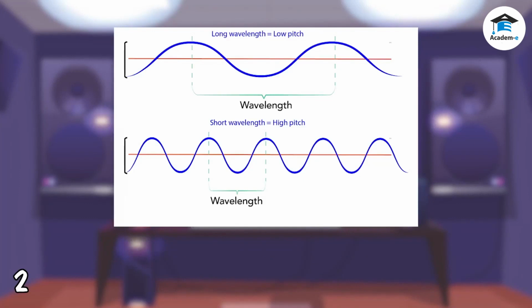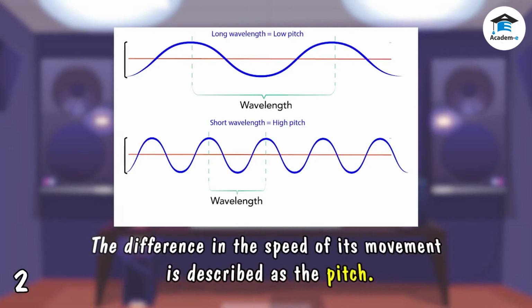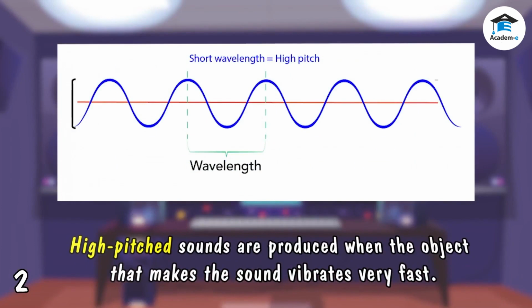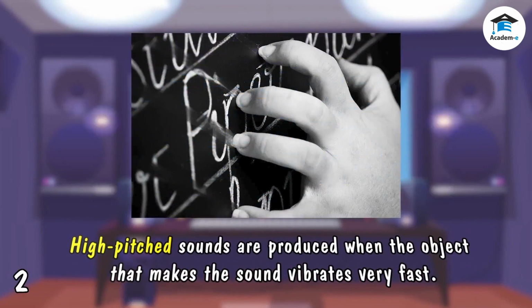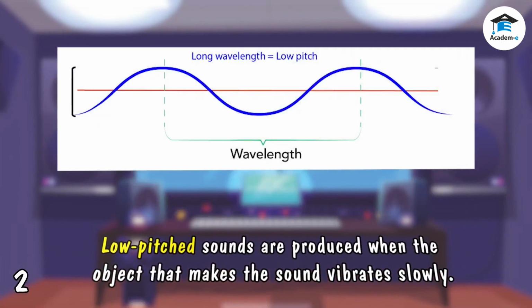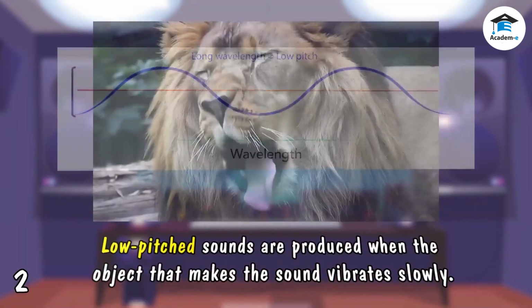Such vibrations can be slow or fast. The difference in the speed of its movement is described as the pitch. High-pitched sounds are produced when the object that makes the sound vibrates very fast. For example, nails scratching on a blackboard produce high-pitched sounds. Low-pitched sounds are produced when the object that makes the sound vibrates slowly, like a lion's roar.